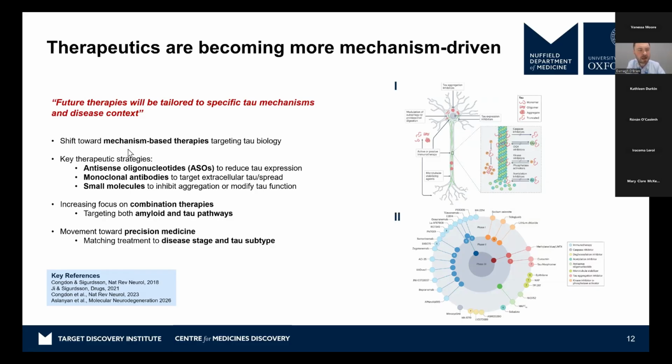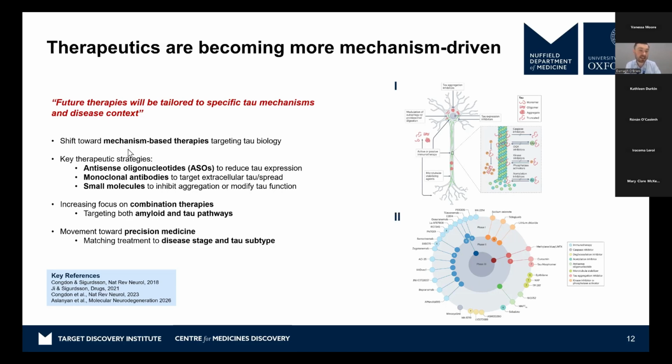Also, monoclonal antibodies to target extracellular tau and also potentially block its spread between neurons. And small molecules are increasingly being explored to inhibit aggregation and modify tau function. So there is an increasing interest to combine all of these therapies in a combinatorial fashion, let's say focusing on not just tau, but also integrating with treatments for amyloid.